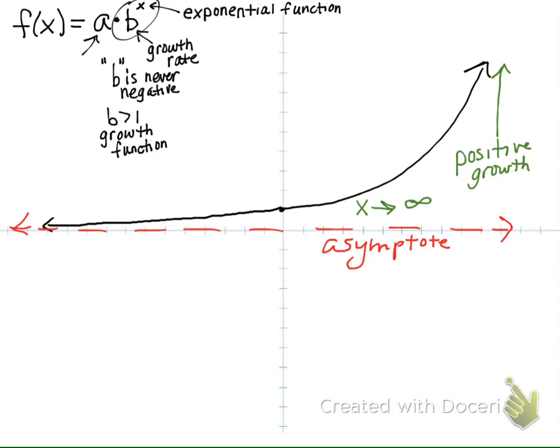Now, if there's positive growth, what else do you think there might be? Yeah, there's probably going to be a negative growth, and you're exactly right. And where do you think negative growth would live? Just use some common sense here. Under the x-axis, right. So a negative growth function looks like this.